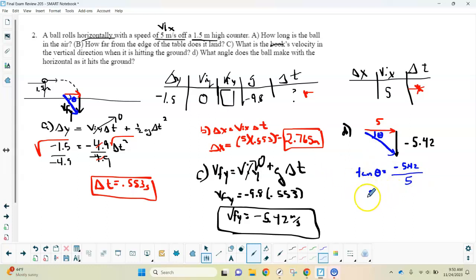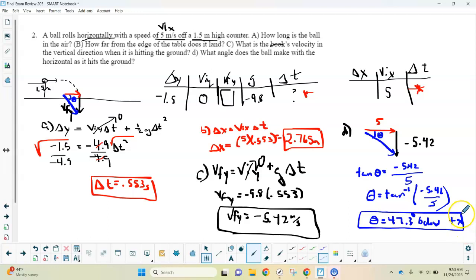And when you put that in your calculator, you've got to get theta to the other side, so it'd be the inverse tan. Again, just taking you through all the steps of the values that we put in, so 5.42 over 5. And when you do that, you get theta is equal to something like 47.3 degrees. And you want to be specific as to where it's going. It's going down, so that's below. You can say below the positive x, which is going to the right, or you can say below horizontal. Either one of those is okay for that answer.